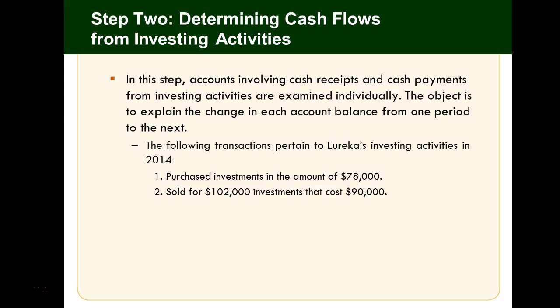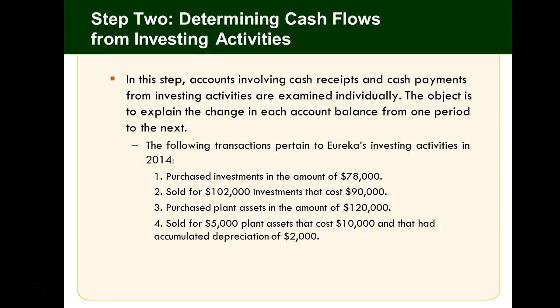Then they sold $102,000 in investments that cost $90,000. When they sell investments, they gain more cash, don't they? Then they purchased plant assets in the amount of $120,000. How do they purchase them? Cash. Then they sold $5,000 of plant assets that cost $10,000, and that had accumulated depreciation of $2,000. So when you sell plant assets, you ultimately gain cash.